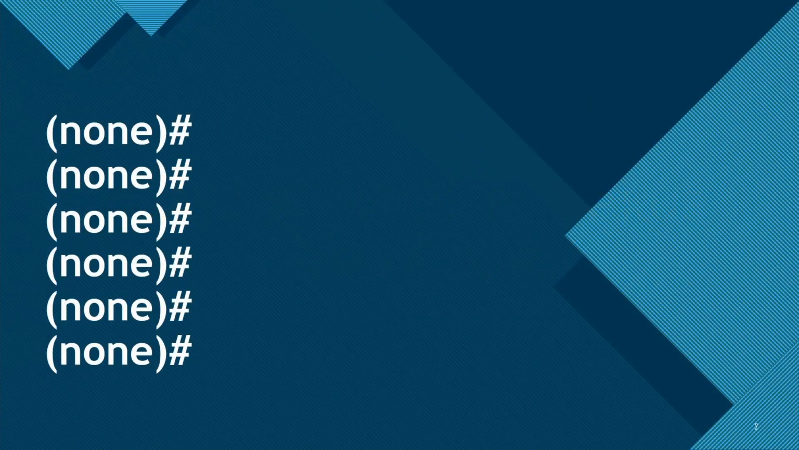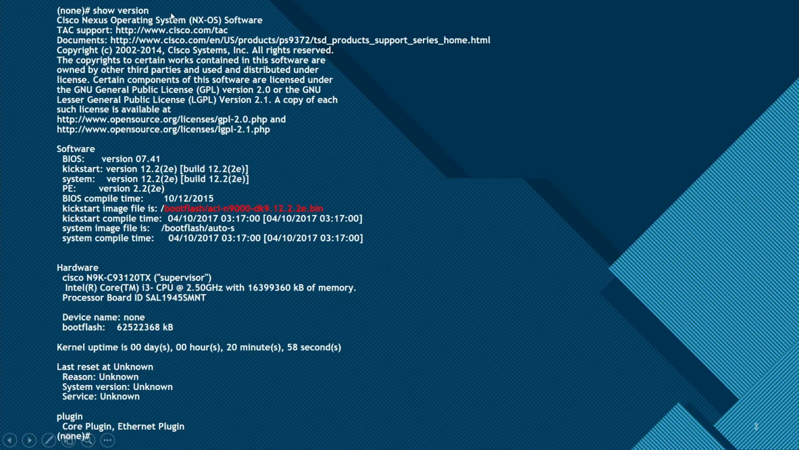So the first step is that whenever a Nexus switch is stuck in ACI mode, it will show the switch prompt as "none". You will have something called none in brackets and a hash. Only very few commands will be able to execute in that none mode, and one of the commands will be show version. In show version, you will be able to see that the boot flash path will be ACI, N and the Nexus model.